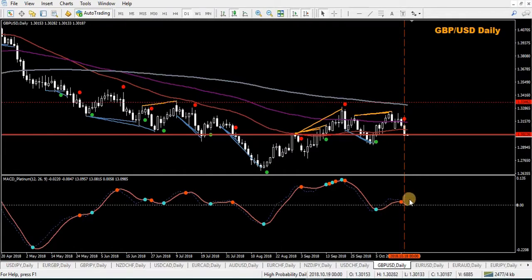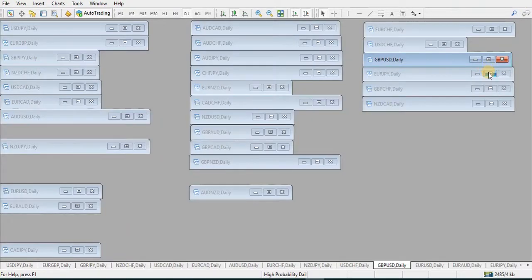I don't like the MACD just this close to the zero level, but it's with the trend, so I'll give it a shot anyway. So there we go. That's a pound USD, new sell, very light though.